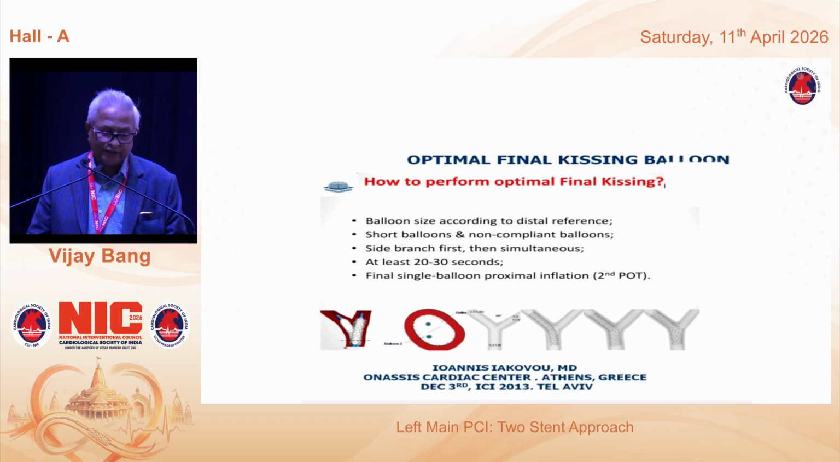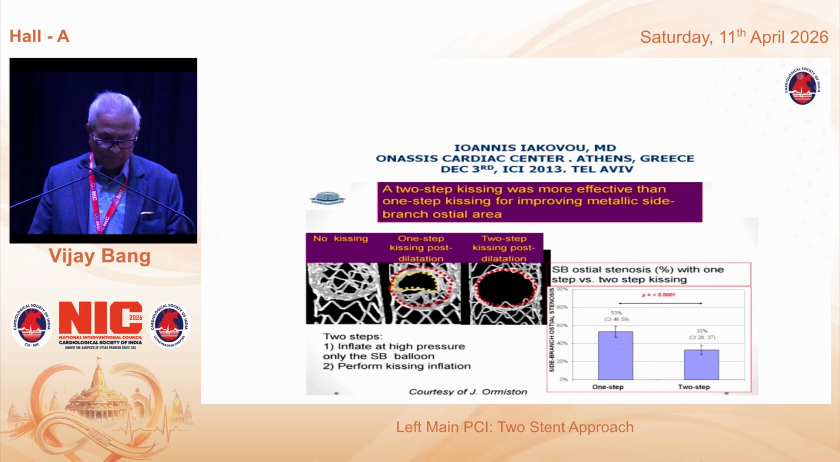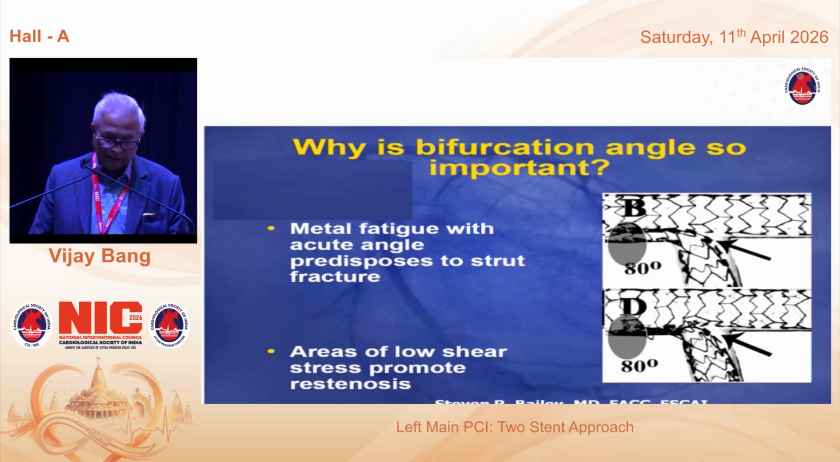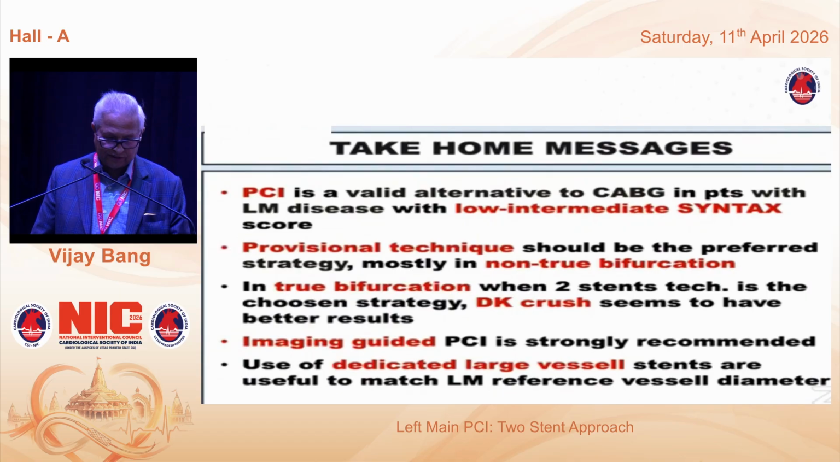Now various technical tips to get a good long-term result: the balloon size, kissing has to be proper. Then two-step kissing is very important. In that side branch where you have multiple layers of the stent, inflate a high-pressure non-compliant balloon and see, the results are far better. You see the p-value difference is huge. And of course, the narrow angle is one of the very troublesome areas where you have long-term fatigue of the stent due to shear stress.